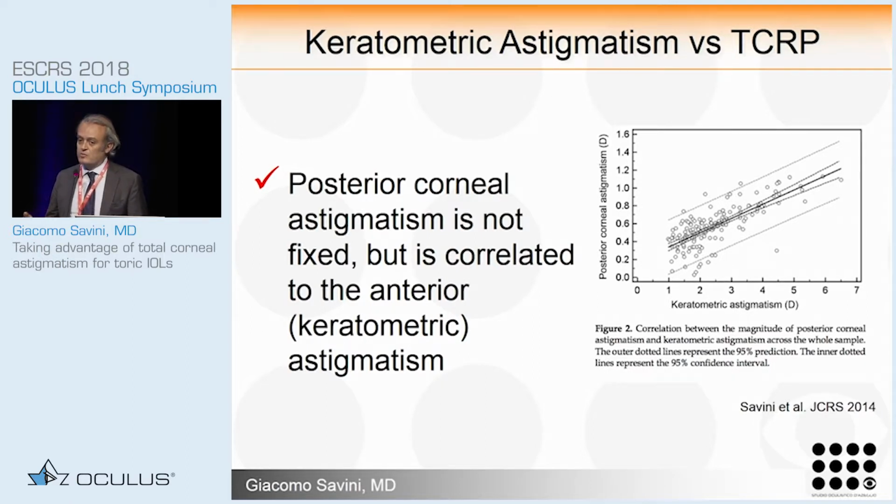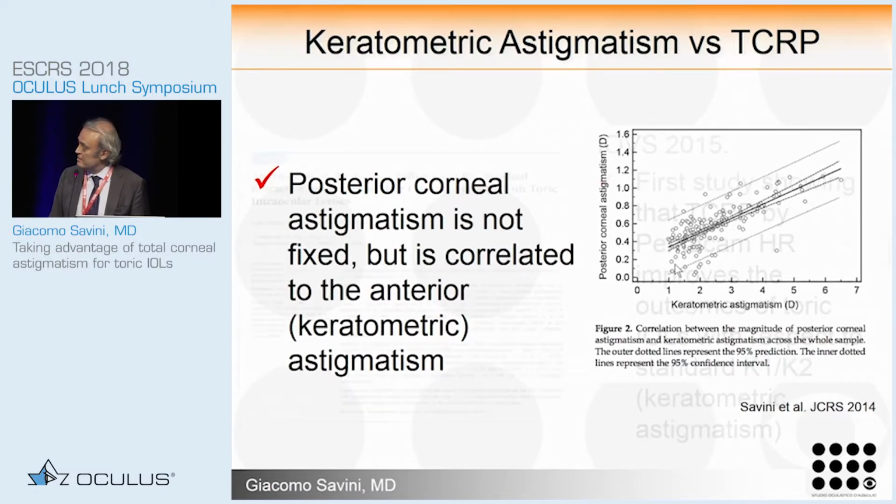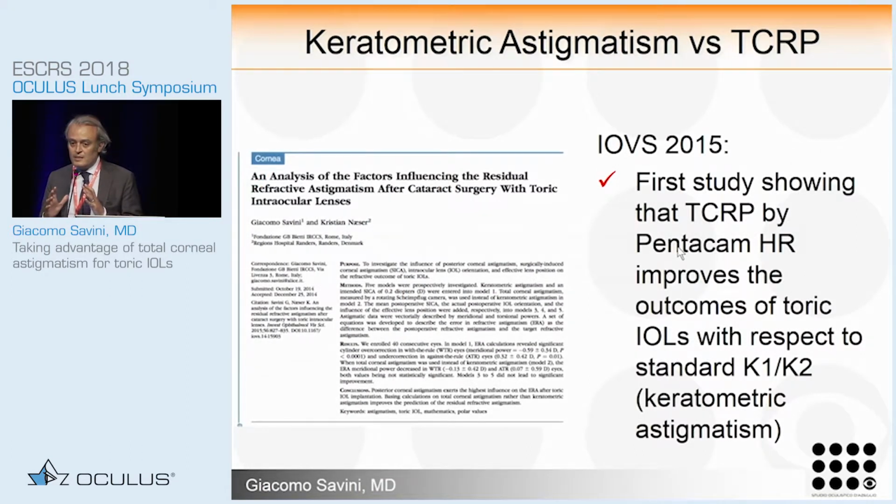It changes according to the magnitude of the anterior corneal astigmatism, as you can see from this graph on the right. And of course, if on the anterior surface you have a low astigmatism, you also have a low astigmatism on the posterior surface. So, what is the influence on the outcomes of toric IOL implantations? We published in 2015 with Dr. Næser from Denmark the first study demonstrating that using total corneal astigmatism from Pentacam improves the results over traditional SIM-K.